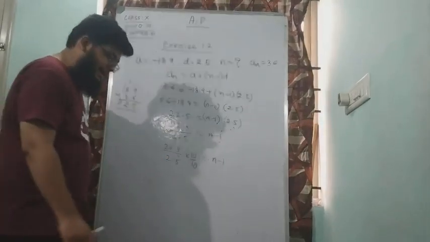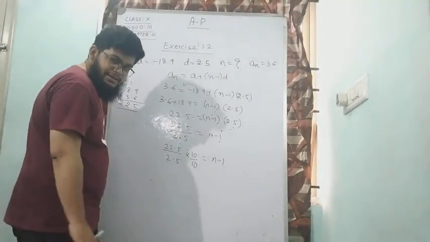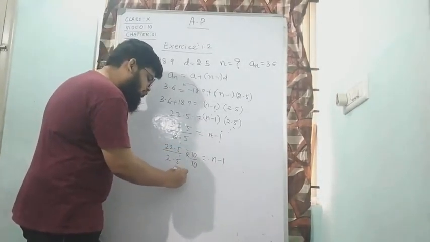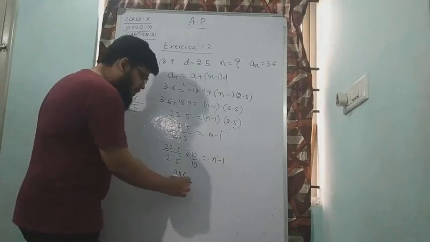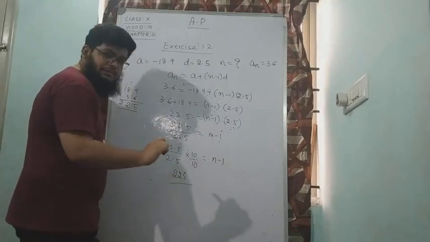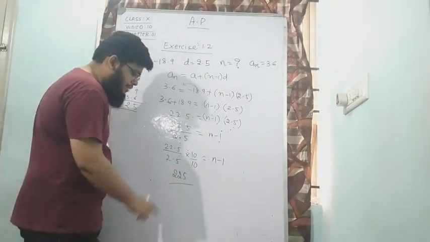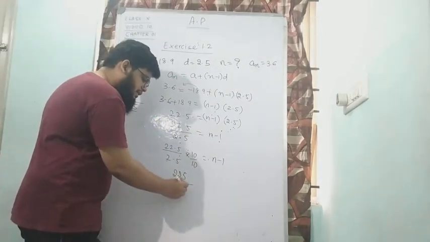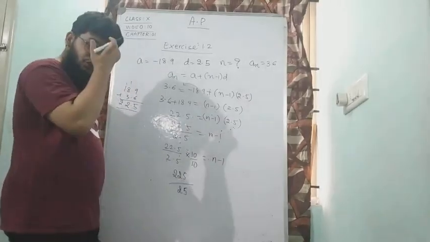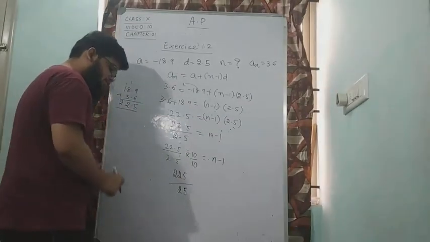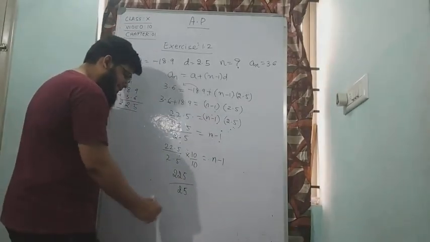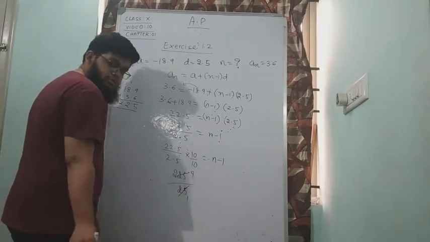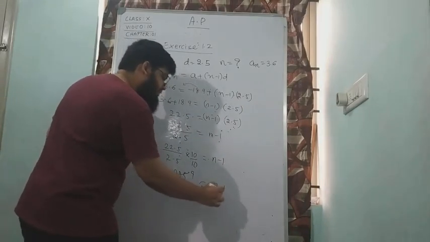What happens by doing this is, this decimal point gets removed. So 22.5 into 10 becomes 225 without a decimal point now. If you want, you can do the multiplication and you will also get 225. And 2.5 into 10 will become only 25. Divide 225 by 25. So what you will get is 9. 25 ones are 25, 25 nines are 225, is equal to n minus 1 is remaining.